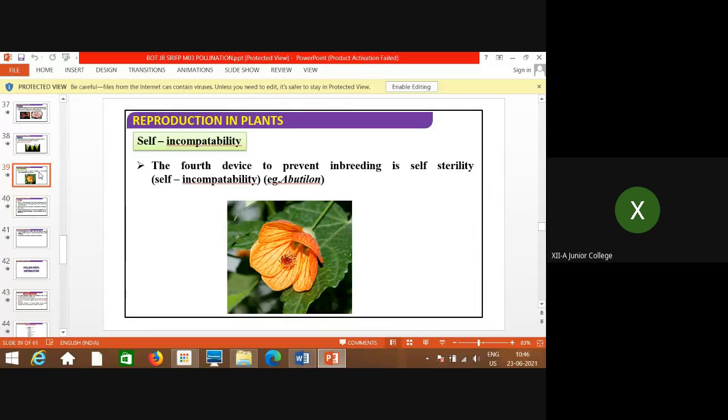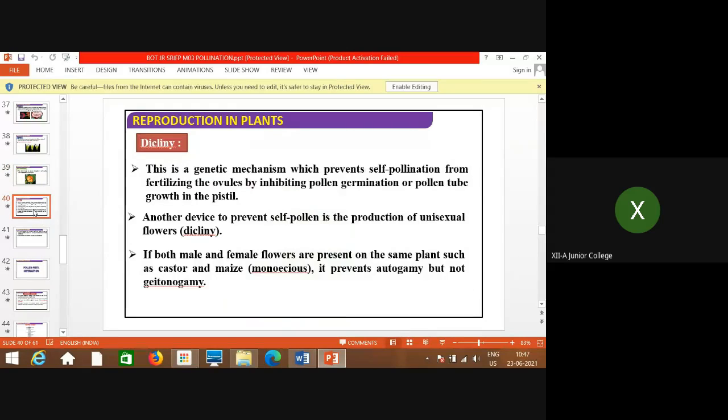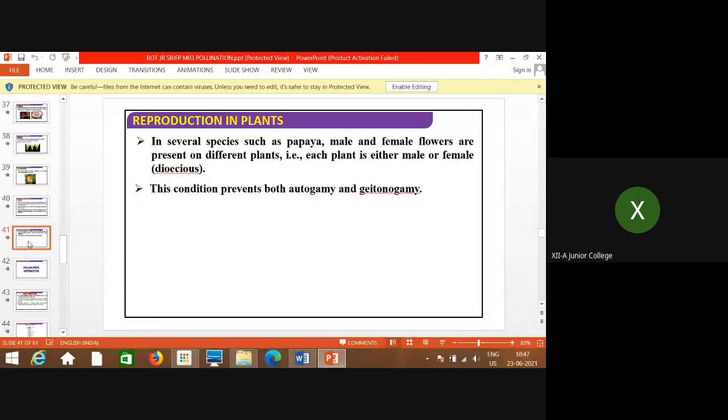Self incompatibility. It prevents inbreeding: self pollen grains of the same flower cannot fertilize. They are incapable of fertility, they are sterile. But if pollen of another flower falls, it is fertile. So only cross pollination is possible. It is a genetic mechanism that prevents self-pollen from fertilizing the ovules by inhibiting pollen germination or pollen tube growth in the pistil, which is related to pollen-pistil interaction. It will decline the further development of the pollen grains. As we discussed for self incompatibility, pollen grains will not fertilize in the same flower. So this is also another device which favors only cross pollination and discourages self pollination.